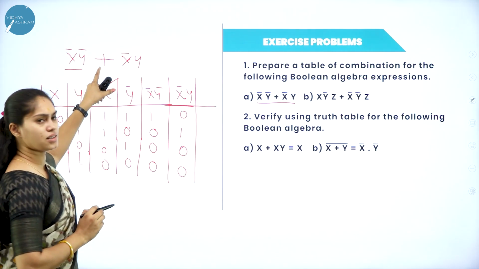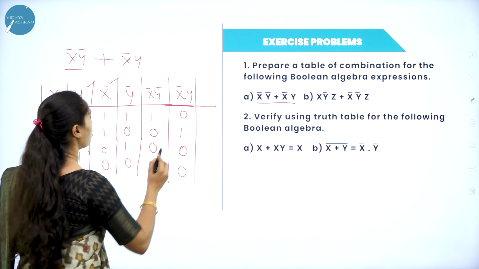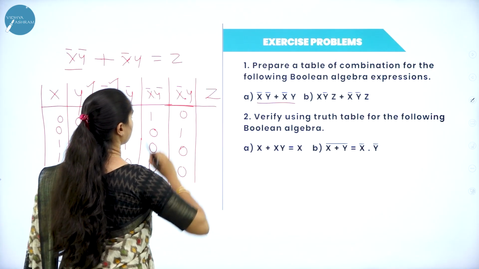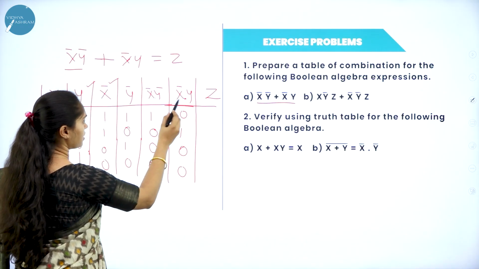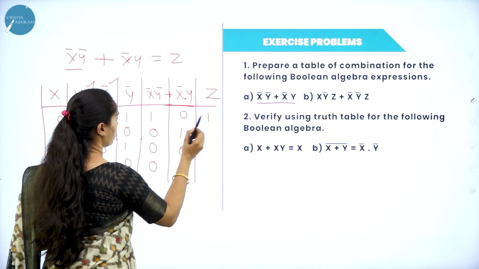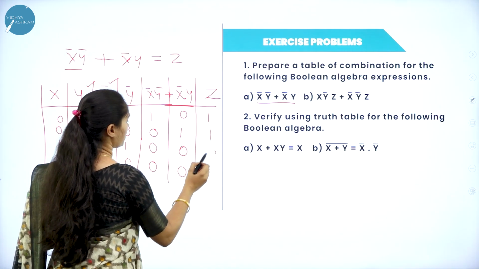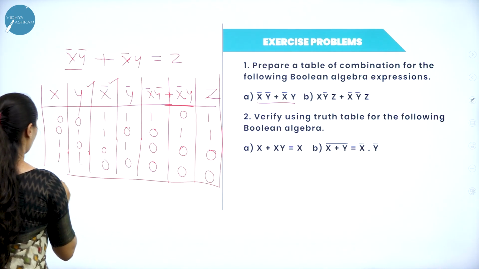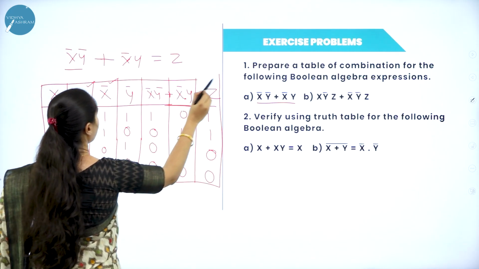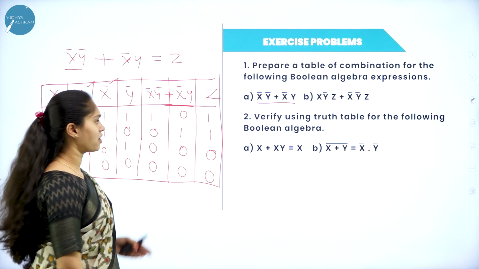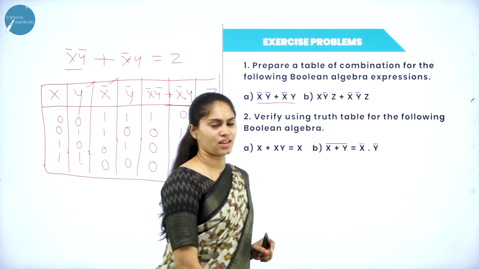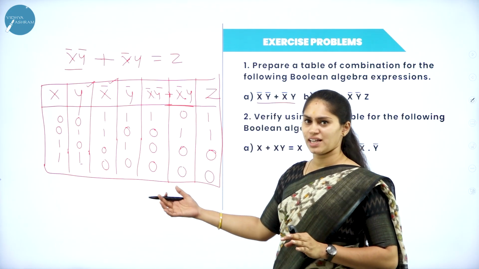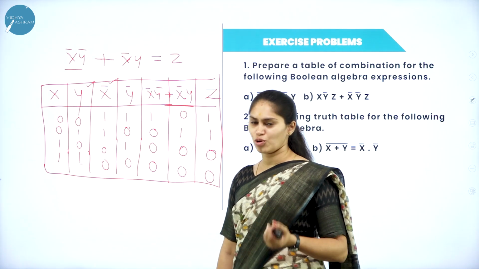Then what is the operator that I have here? Addition. So I just want to take that. Let me consider it as z. That is the complete value. So we have to add these two values. So it will be 1 plus 0, 1. 0 plus 1, 1. 0 plus 0, 0, and 0 plus 0 will be 0. This is the truth table we are going to generate in order to evaluate this expression, x bar, y bar plus x bar, y. So these are the steps we have to follow when we want to evaluate a Boolean expression with the help of a truth table. I hope you all understood.